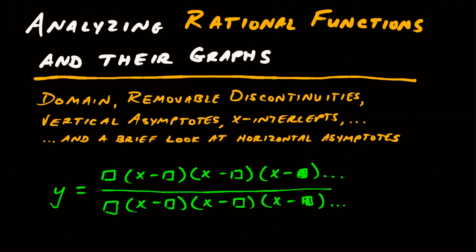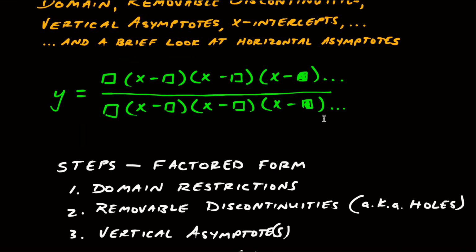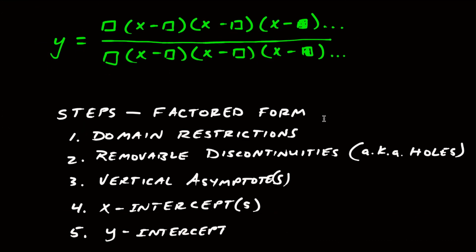In this video, we're going to take a look at analyzing rational functions and their graphs. So we'll look at things like domain, removable discontinuities, vertical asymptotes, x-intercepts, and we're going to take a brief look at horizontal asymptotes and even slant asymptotes. First, let's recognize the form that we want to look at for rational functions.